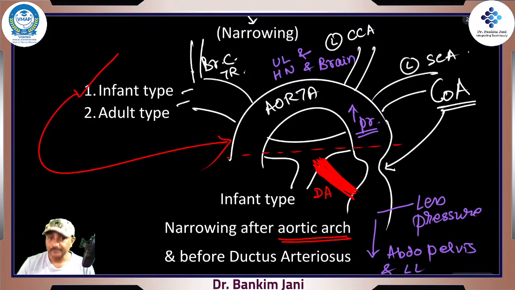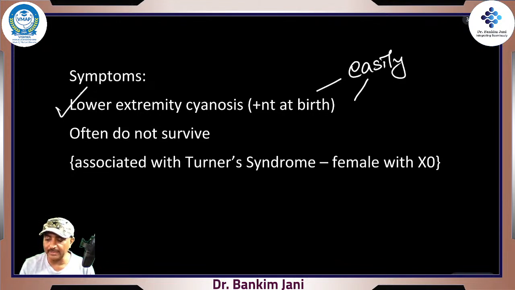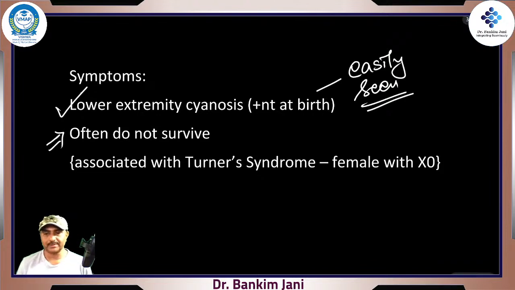Very, very easy. Due to this, lower extremity cyanosis. So how easy? Nothing up in head and neck, so they are enjoying the blood, but the lower extremities are not, and it is present at birth. Now see, there would be a problem in the abdominopelvic region also, but lower extremity cyanosis, because that is easily seen. So whenever you see a case with cyanosis only in the lower limb, while the upper limb and everything else is fine, immediately think that this is the infant type of coarctation of aorta, right? And such patients usually do not survive, right?